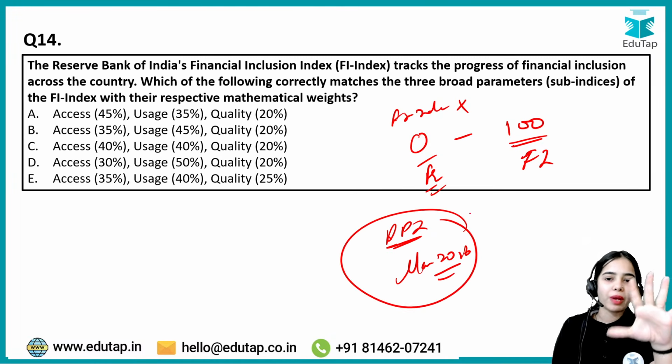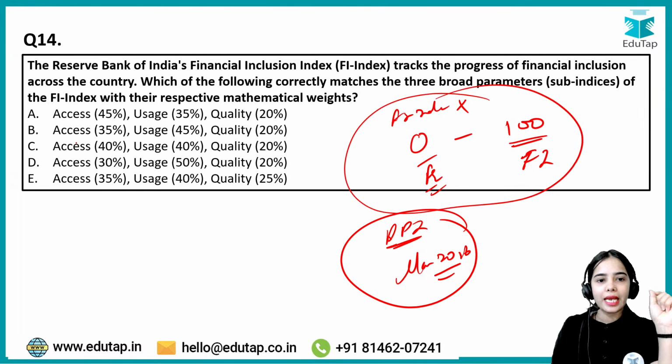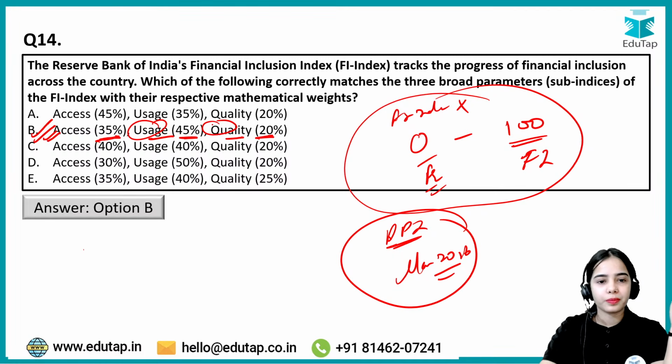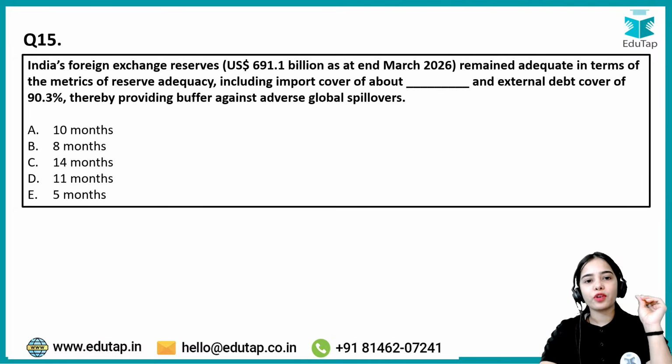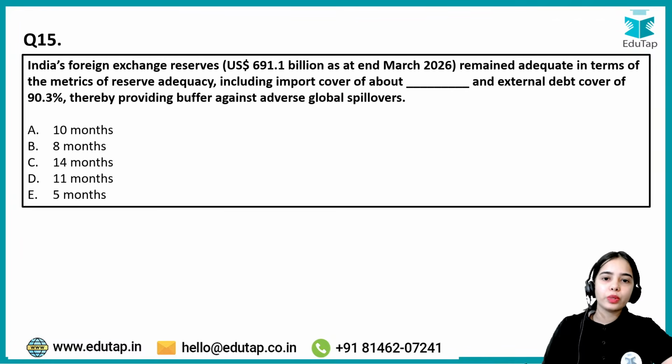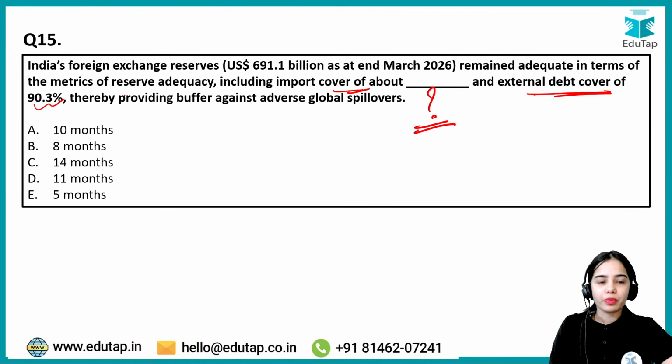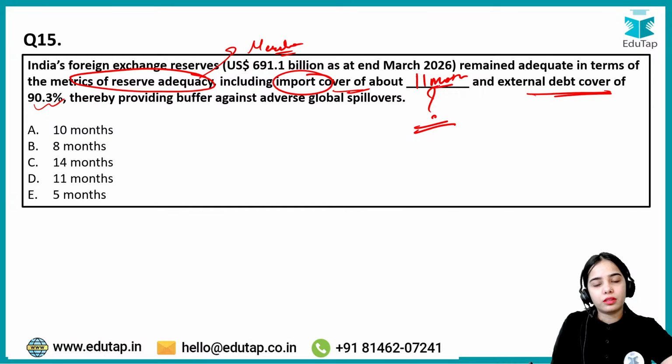In the DPI, there are 5 parameters. In the financial inclusion index, there are 3 parameters: access, usage, and quality. Access 35%, weightage, usage 45%, quality 20%. So B is the answer. And the financial inclusion index value has increased in March 2025 because of the usage and quality parameters. Now, coming to the next question, India's foreign exchange reserves remained adequate in terms of the metrics of reserve adequacy, including import cover of about how many months and external debt cover of 90.3%. So, metrics of reserve adequacy, this is usually in terms of merchandise trade, including import cover of 11 months.